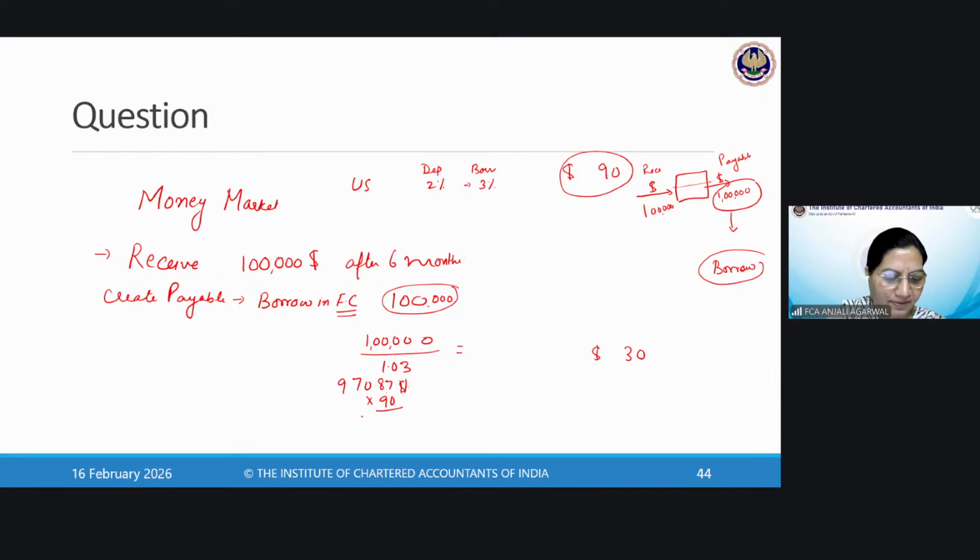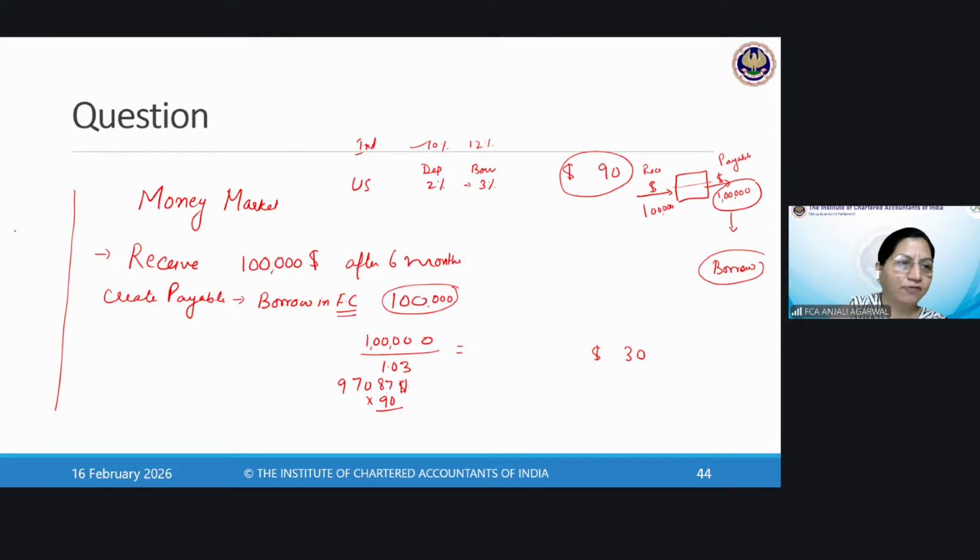Today the spot rate is 90. So I get 87 lakh something, which I invest in India. So if this is what I invest in India, I'll end up getting this into 1.1. So my inflow in rupee is fixed, no matter where the dollar moves. Got it?